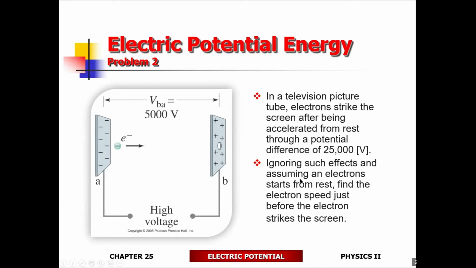And so the electrons will start from rest. There's usually a filament, you heat it up so the electrons become ionized. Find the electron speed just before the electrons strike the screen. So what we're looking for is the speed with which they will actually leave this hole. All right, so let's set that up.